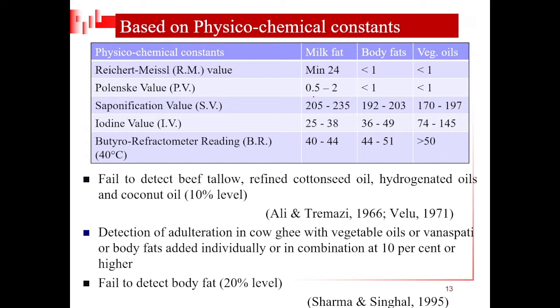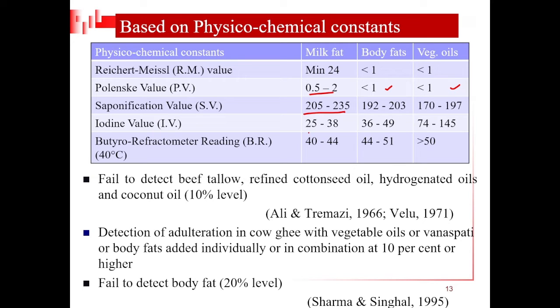Bronsky value for ghee ranges from 0.5 to 2, and for body fats and vegetables it is less than 1. Then the saponification value for milk fat ranges from 205 to 235, and obviously body fats and vegetable oils have lower values, that is 192 to 203 for body fats and 170 to 197 for vegetables. This means that if we are adulterating ghee with animal body fats or vegetable oils, then the saponification value decreases.